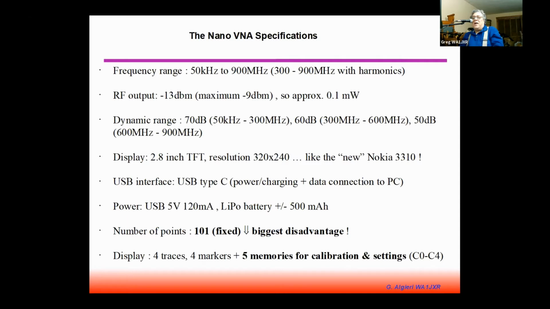The display, you can have 4 traces and 4 markers. There's 5 memories for calibrating and storing setup. And the frequency error, it's pretty good, frequency-wise. It's 0.5 parts per million frequency error. So at 100 megahertz, that would be an error of only 50 hertz. So that's not bad.